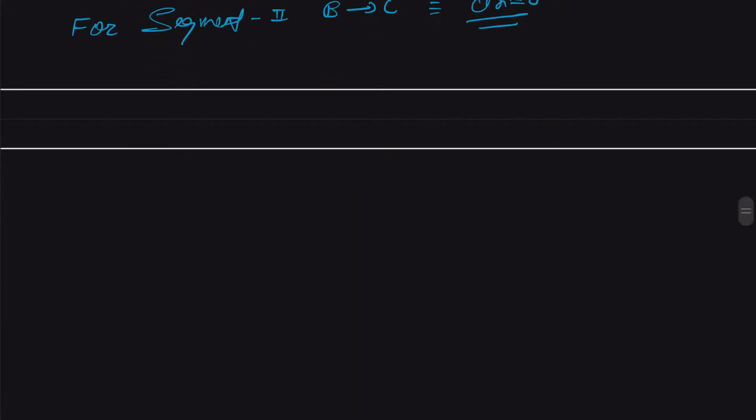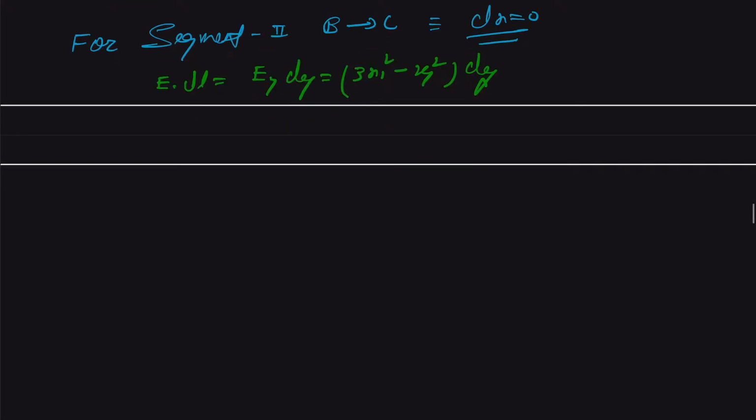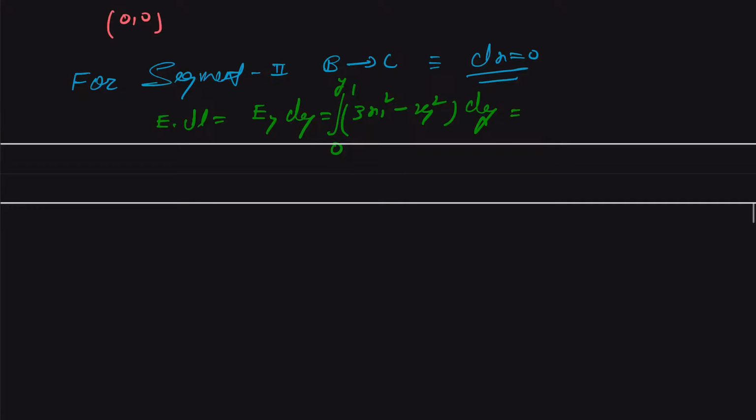Therefore, we can write that our E dot dl will be equal to Ey times dy, and Ey comes as 3x1 square minus 2y square dy. Now we can simply integrate it from 0 to y1, and therefore we get 3x1 square y1 minus y1 cube.